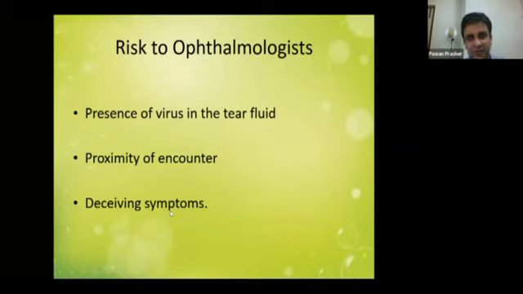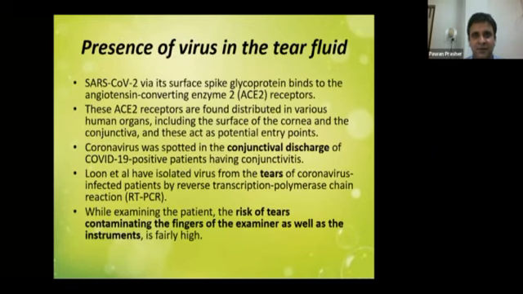And we know that COVID can deceive you and present in so many different ways, and we may be caught off guard. So I'll just try to cover the highlights. The presence of virus in the tear fluid: we know that there are ACE2 receptors, which the virus attaches to, and these receptors are present on the cornea and conjunctiva. So these can be potential entry points.